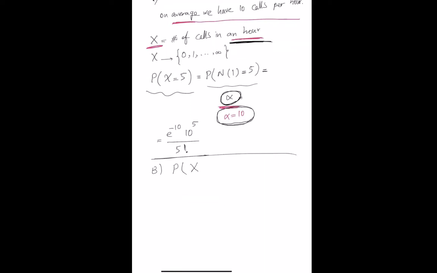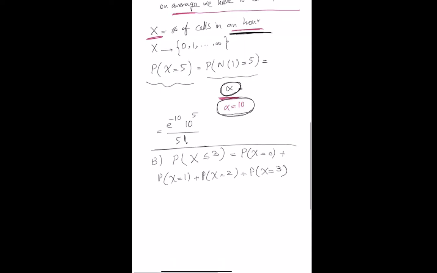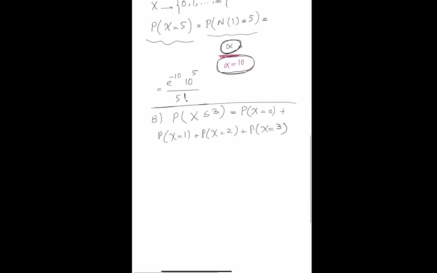The number of calls is 3 or fewer in an hour. Probability that x is less than or equal to 3 is equal to the probability of x equals 0 plus the probability of x equals 1 plus the probability of x equals 2 plus the probability of x equals 3. So you have to calculate all these probabilities and add them to each other.